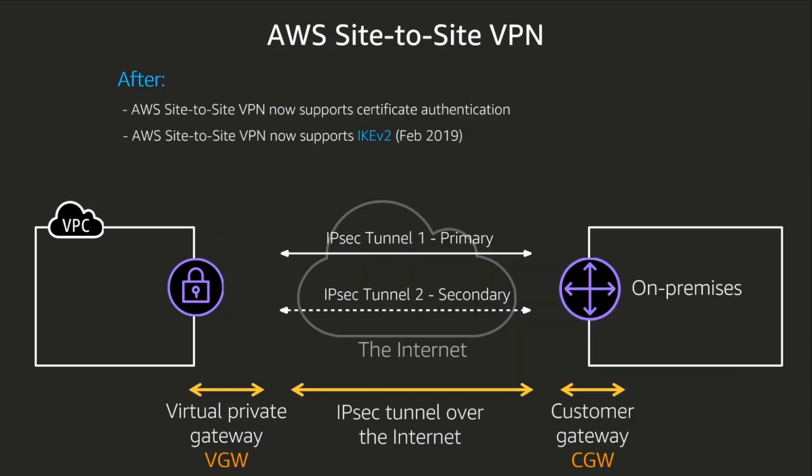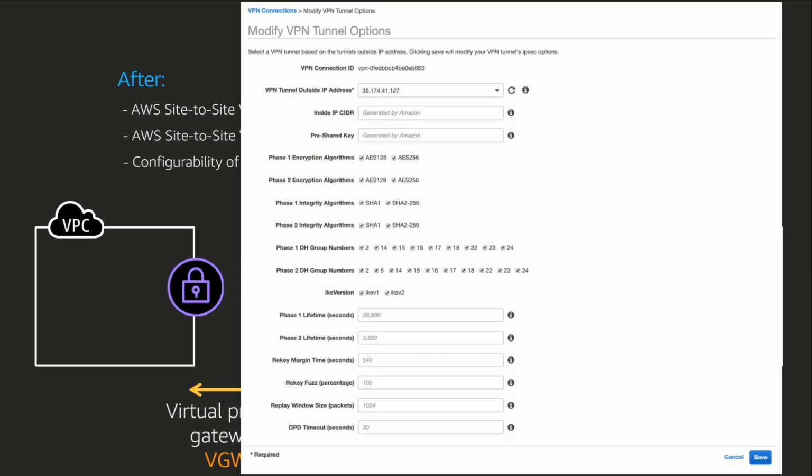We now support IKE v2, which has been a long time coming, so I'm pretty happy with that one. And we now allow you to configure the security algorithms and timer settings of the IPsec connection, which is not something you could previously do. So you can see here, there's a whole bunch of options. We can choose AES 128 or 256, SHA-1, SHA-2 256, etc.